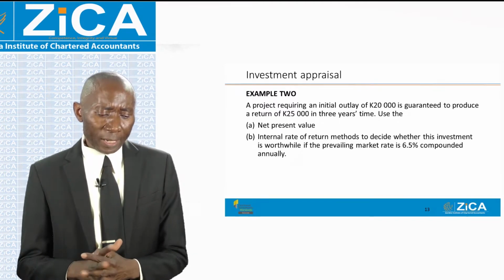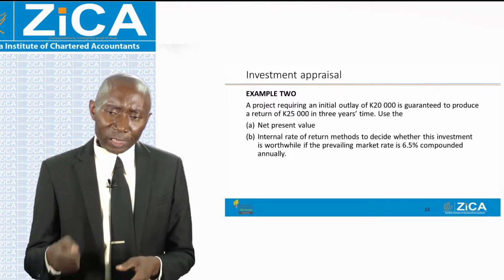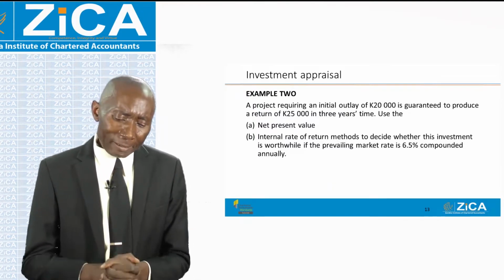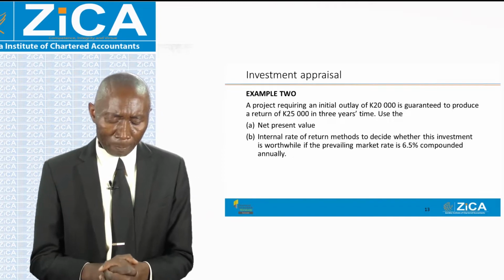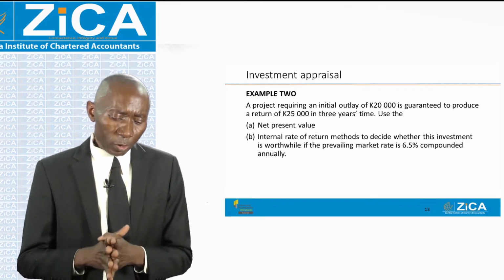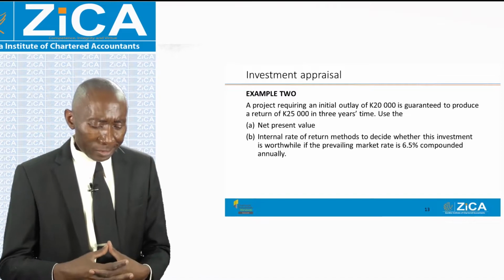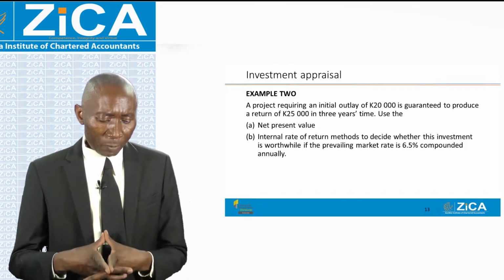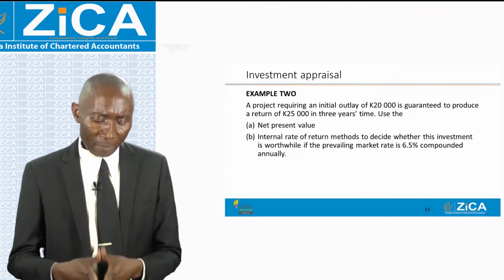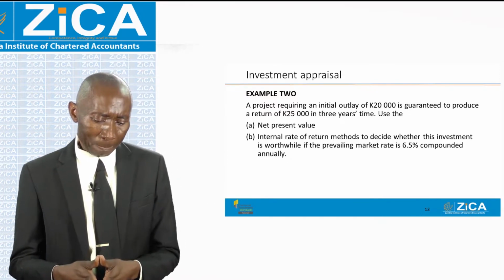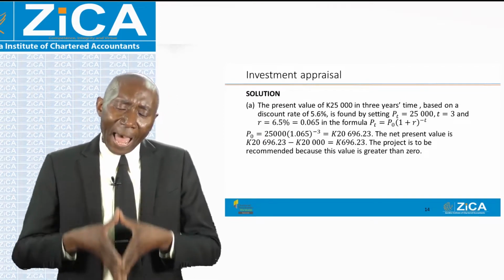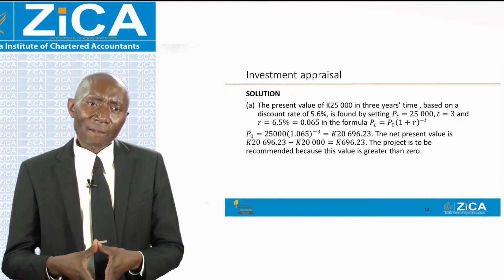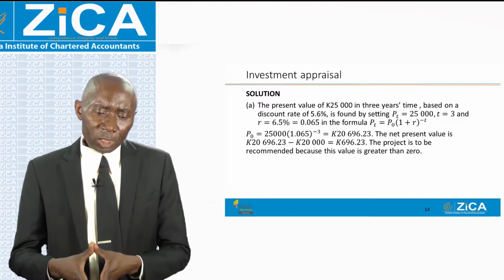Now, when you come to the example, let us say you put in the project 20,000 kwacha, and this 20,000 kwacha will bring in 25,000 kwacha in 3 years' time. Then the question is, use the net present value and the internal rate of return to decide whether the investment is worthwhile if the prevailing market interest rate is 6.5%, compounded annually, to the amount at present. So we make P naught the subject to give us P naught equal to P T.